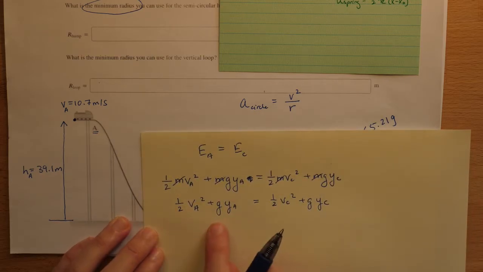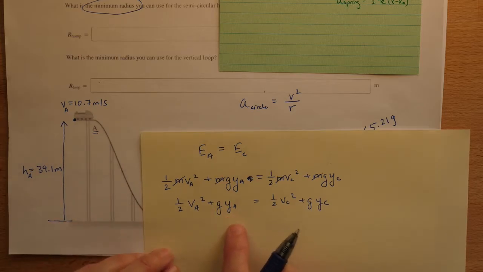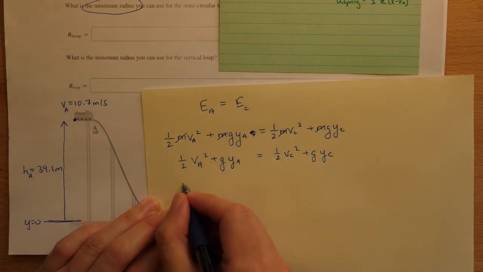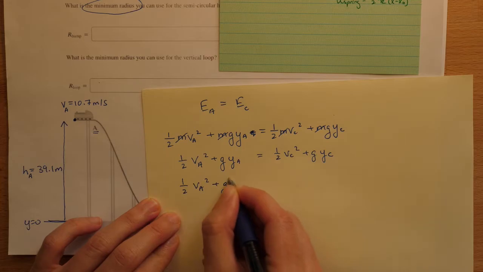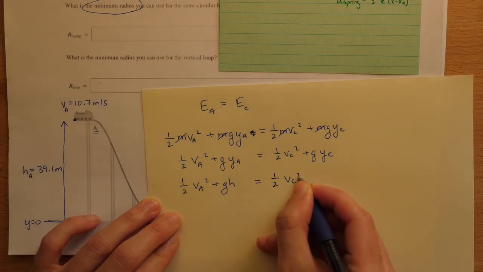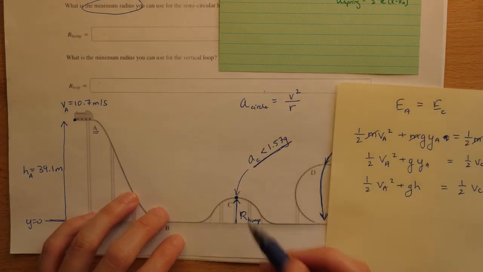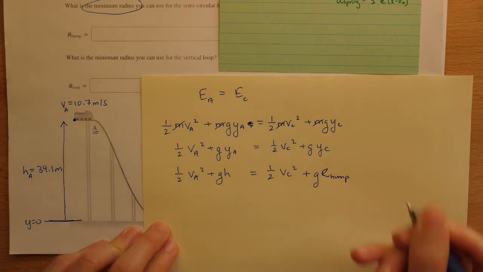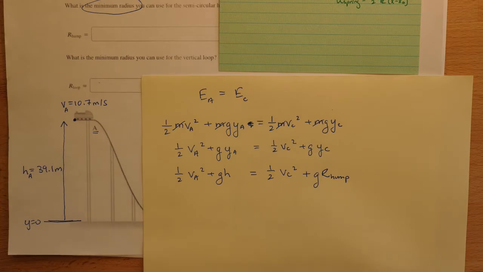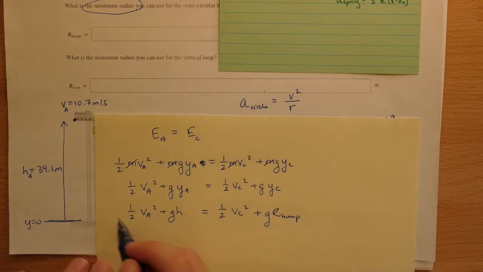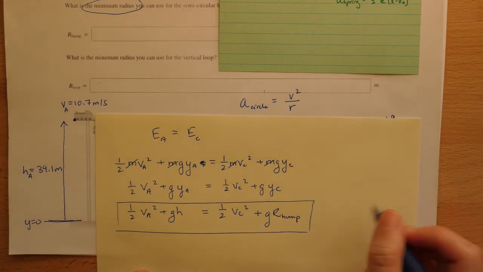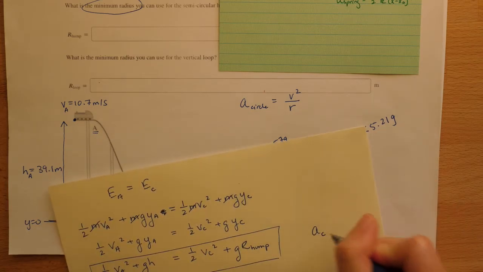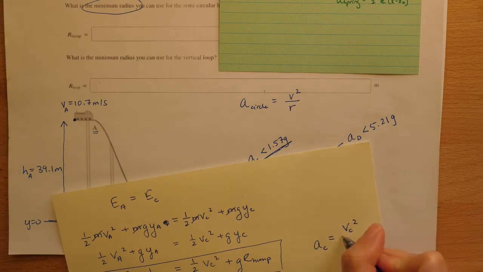Okay, so vA we know, g we know, yA. What's the height at point A? Well, if we define this as y equals 0, yA is just h. So 1/2 vA squared plus g h equals 1/2 vC squared, we don't know that, plus g times yC. So what's the height at point C? Well, it's just the radius of this hump. Okay, so this is our equation we got from conservation of energy, and we said that the acceleration of something moving in a circle is v squared over r. So at point C, the acceleration is the velocity at C squared over r.